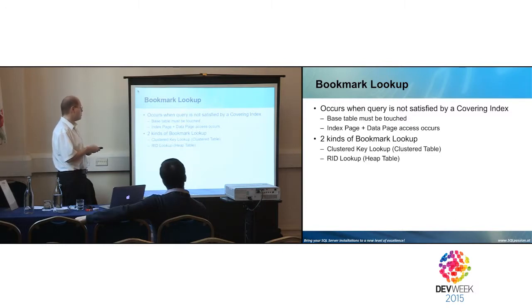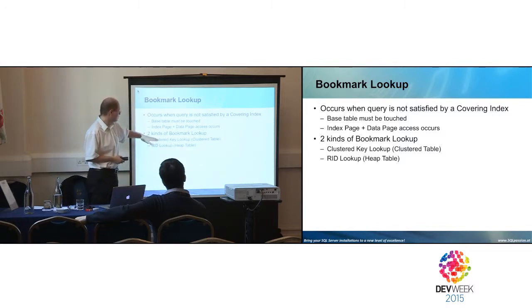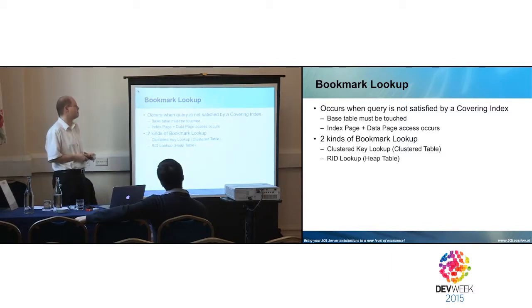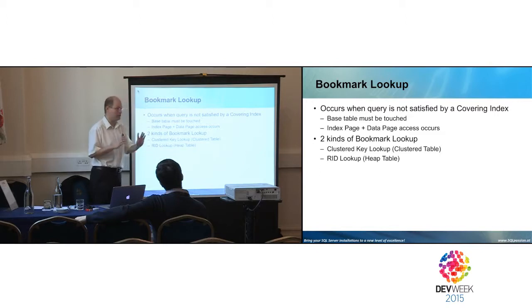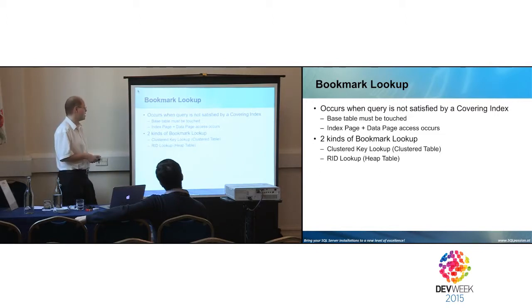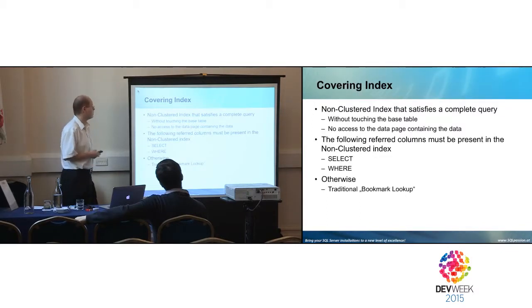When we deal with a bookmark lookup, we have two kinds of bookmark lookups in SQL Server. We have a so-called clustered key lookup. That kind of bookmark lookup is performed by SQL Server when we deal with a clustered table, so a table with a clustered index. If we deal with a heap table, a table without any clustered index, then we have a so-called row identifier lookup in our execution plan.